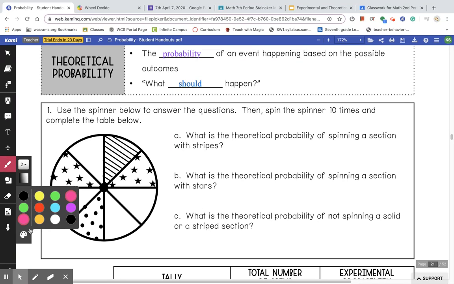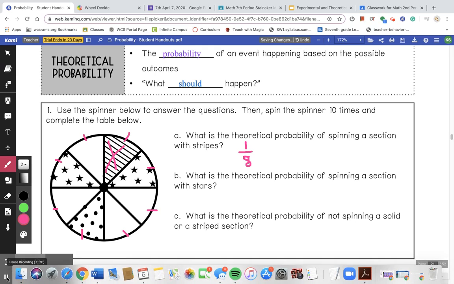All right, so how many sections have stripes? Well, just this one, right? So our numerator is going to be 1, and then we have to put it over the total possible outcomes. So we have 1, 2, 3, 4, 5, 6, 7, 8. So there's 8 possible outcomes. So our answer would look like so.